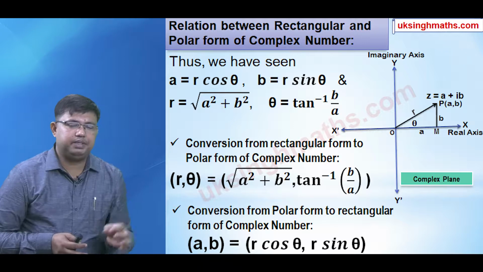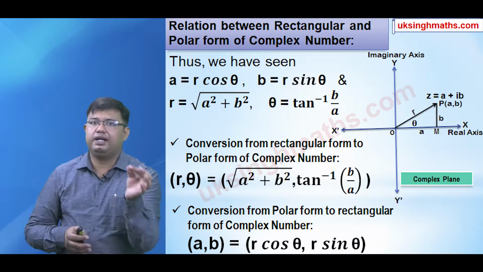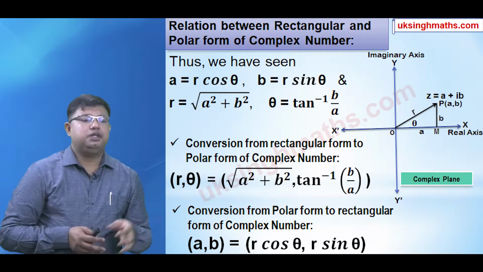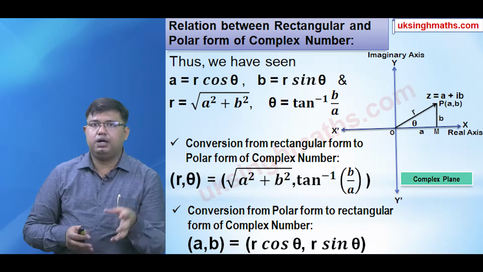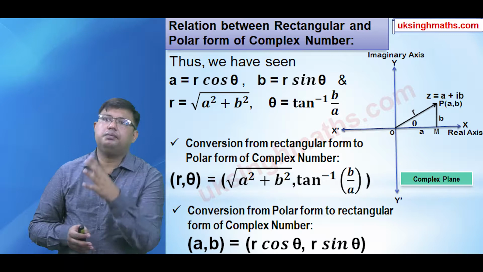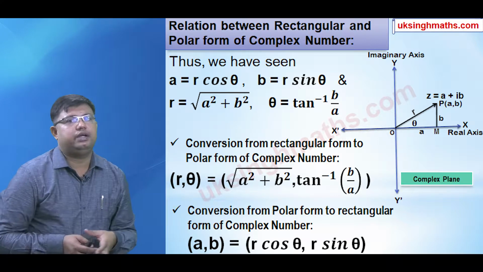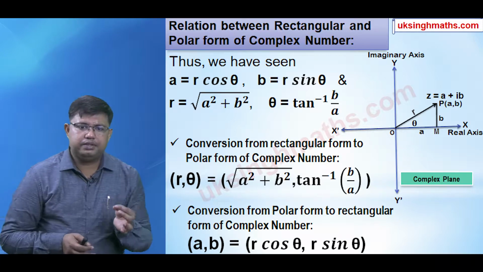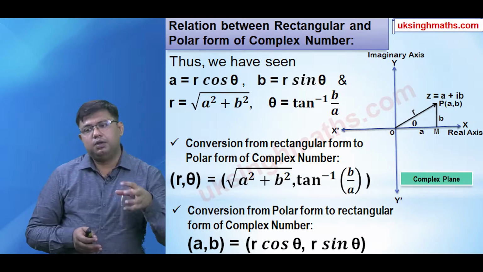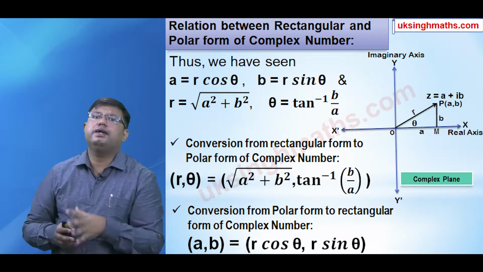So with the help of that, you find the values of r and theta, and then write this complex number z in the form z equal to r (cos theta plus i sin theta), and you will have the result. Now let us see the conversion of a complex number from polar coordinate to rectangular coordinate.